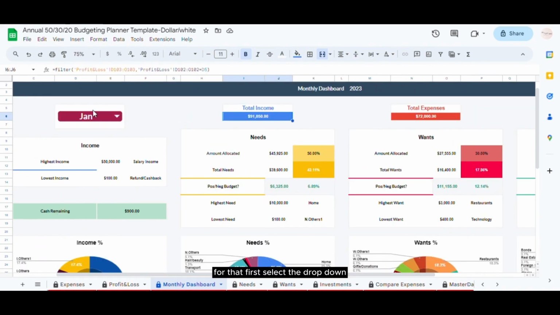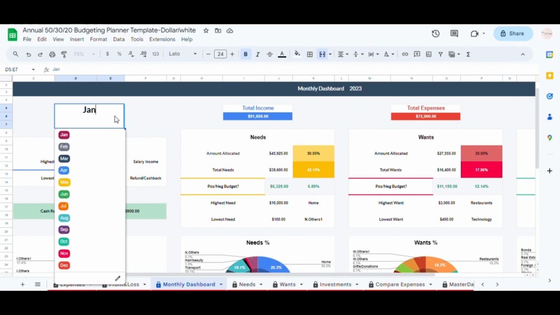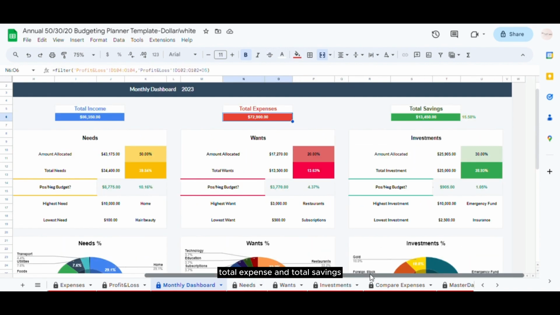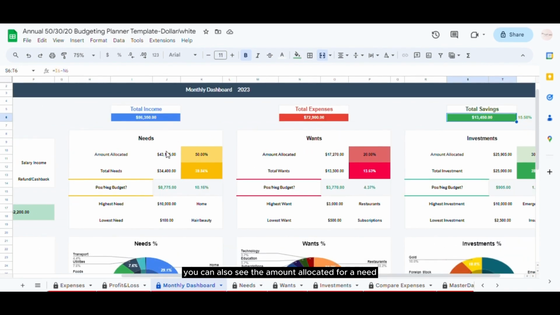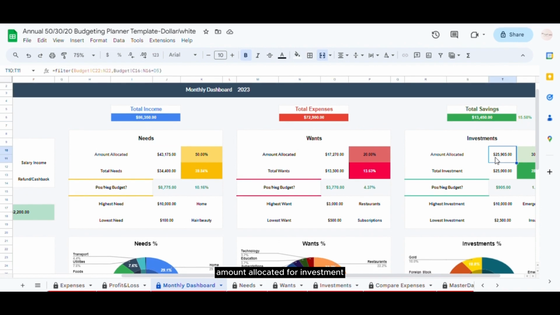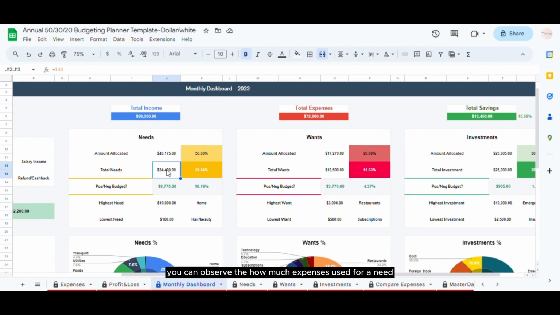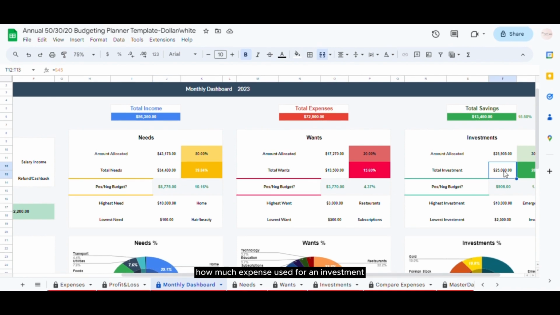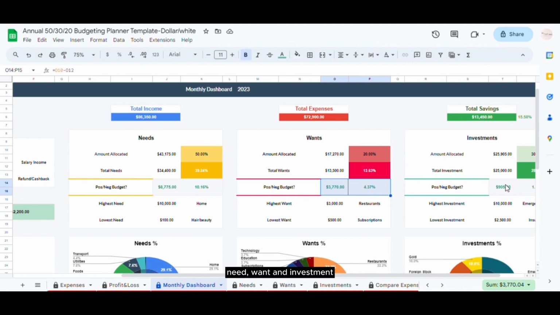For that, first select the drop down and choose the month whichever you want. I will select the September month. You can see the total income, total expense, and total savings. You can also see the amount allocated for a need, amount allocated for a want, amount allocated for an investment. You can observe how much expenses used for a need, how much expenses used for a want, how much expense used for an investment. You can also check whether you are in a positive or a negative budget for the need, want, and investment.